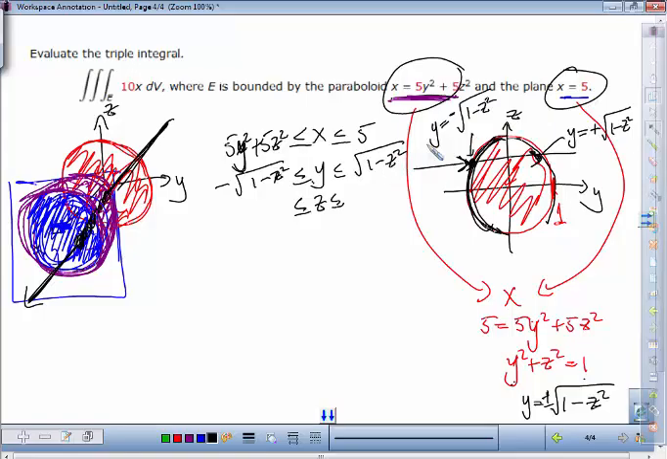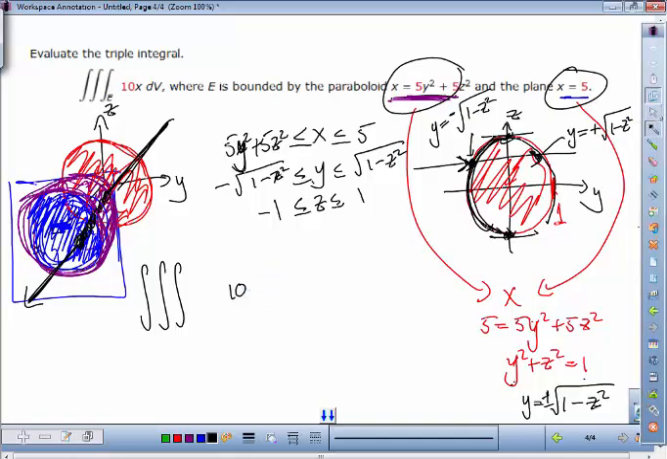Okay? Outer limits are constants. What are they? Negative 1 to 1. Okay? You can see that these integrals don't look very nice, but we'll write it down anyways. So I have my 3 integrals. My integrand is 10x. I should have made a little bit more room for the second integral.